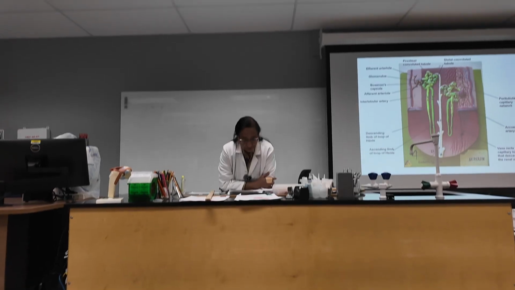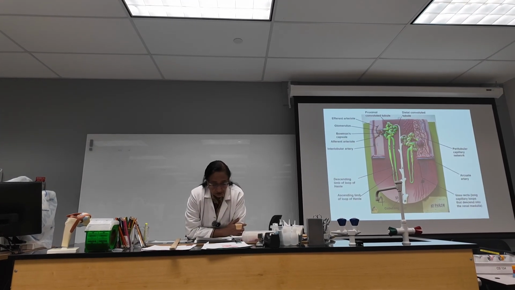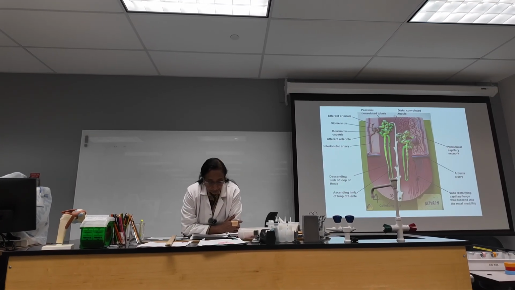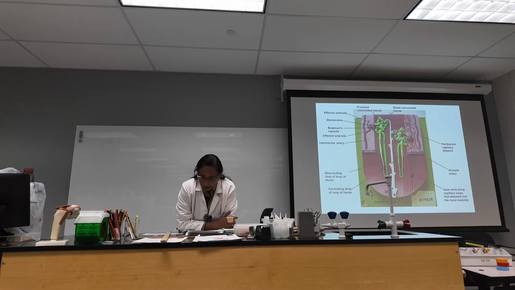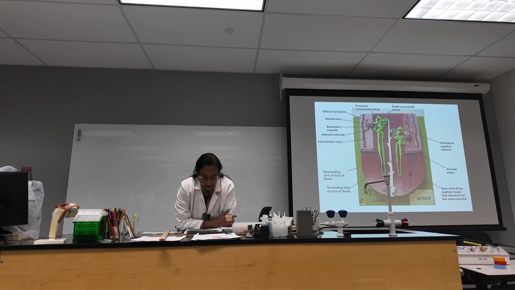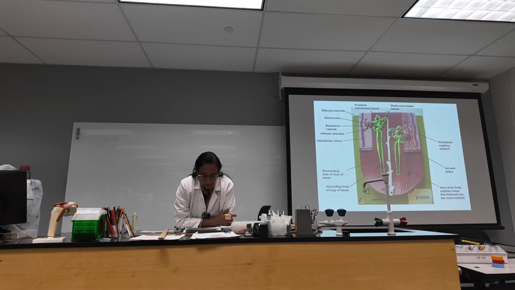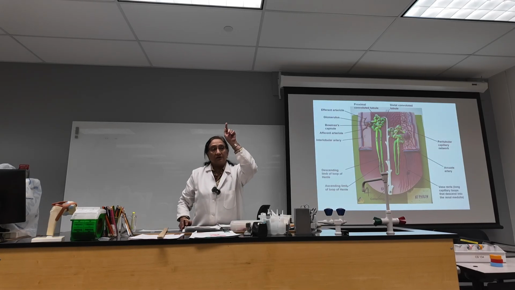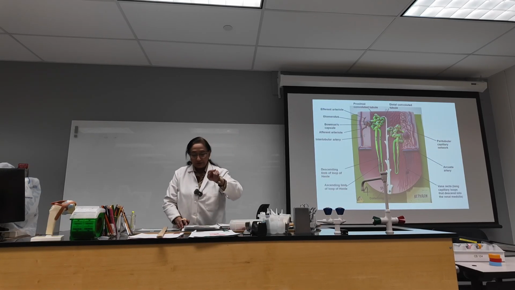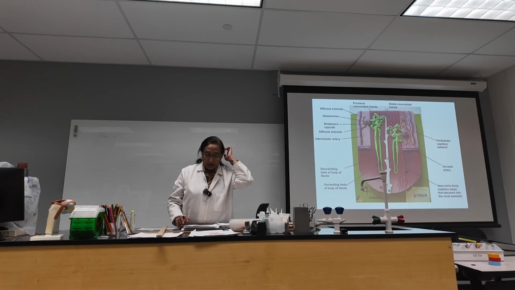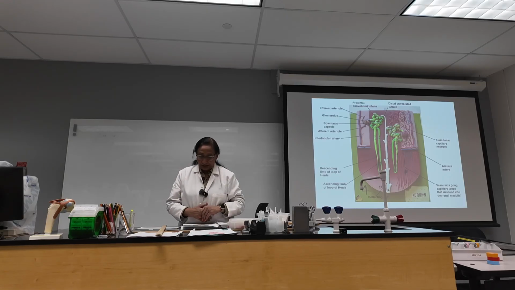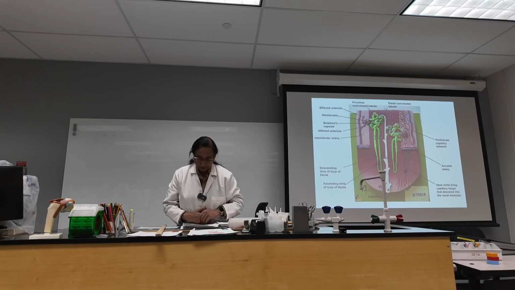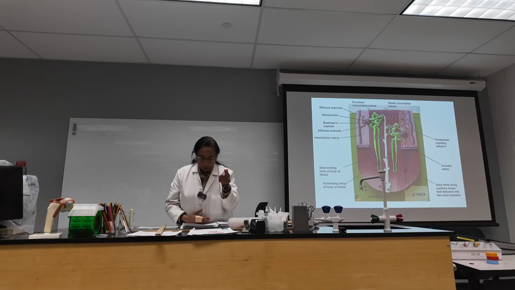Plus proximal convoluted tubule, nephron loop, that is the descending limb and the ascending limb. If you don't know which one, you have to trace it. If you trace it, you will be able to see which one is going down, which one is going back up. And then distal convoluted tubule, collecting duct, and then the opening of the collecting duct is the renal papilla.